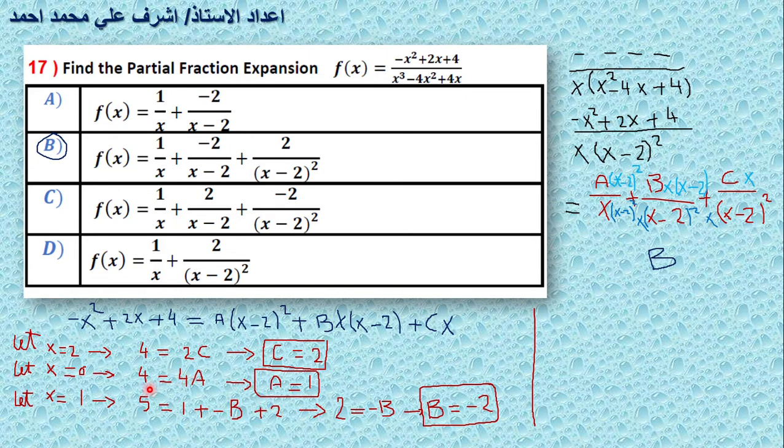So 5 minus 3 equals negative b, so 2 equals negative b. I'll divide by negative 1, so b equals negative 2. So we'll get 1 over x minus 2 over x minus 2 plus 2 over x minus 2 squared. So our right choice is B. Is it clear? Next.